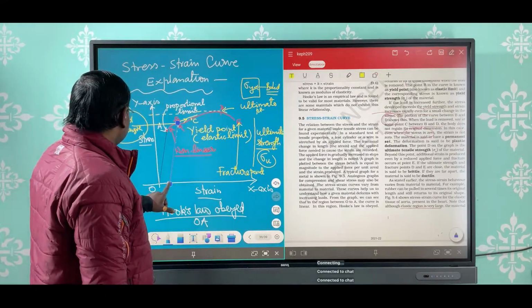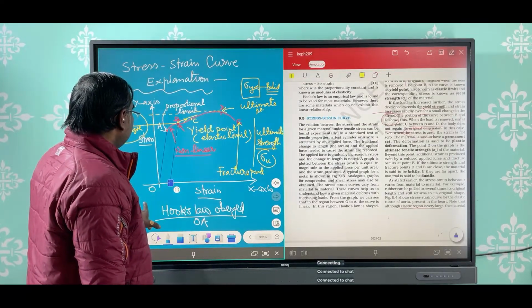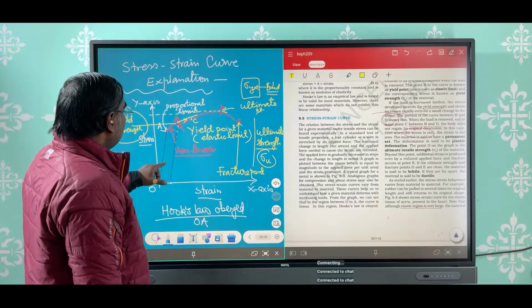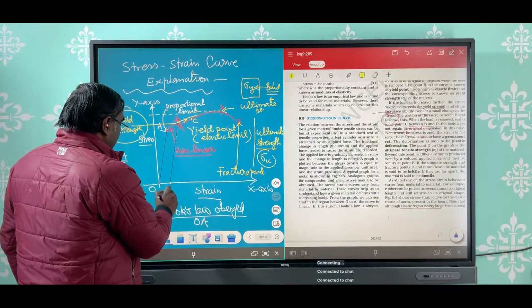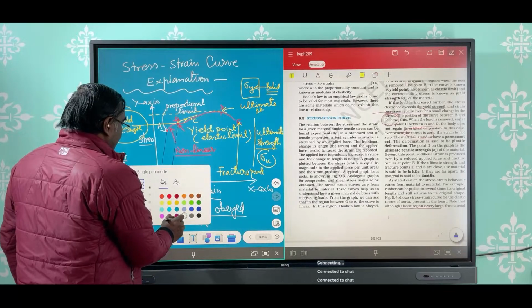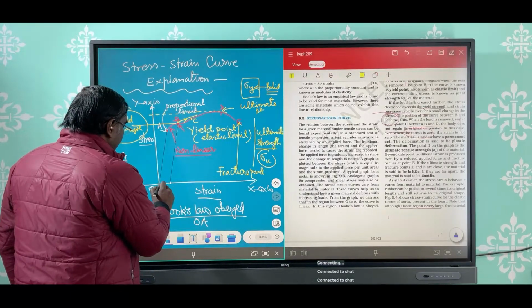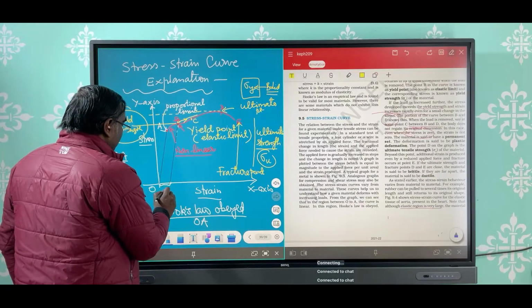So I want to change this color, but right. So this is the permanent set. This zone is permanent set. What does it mean?